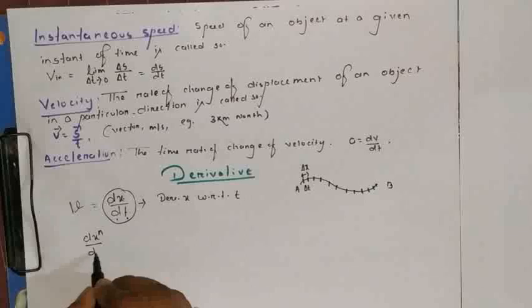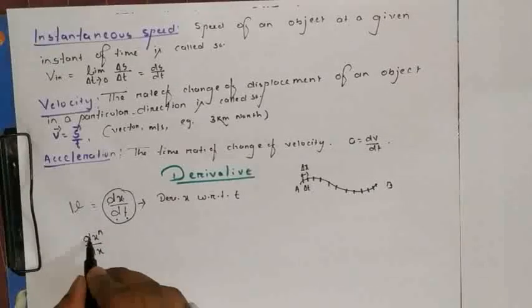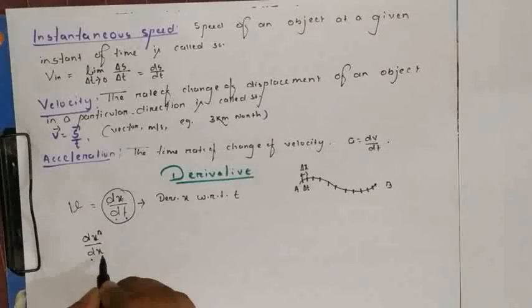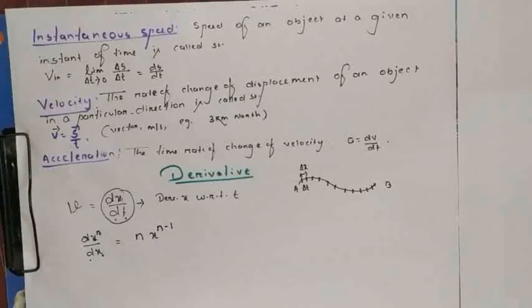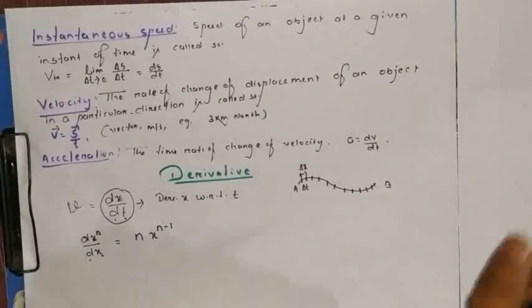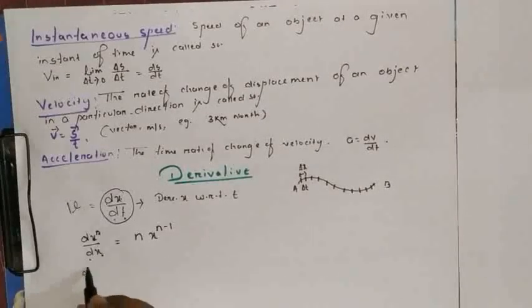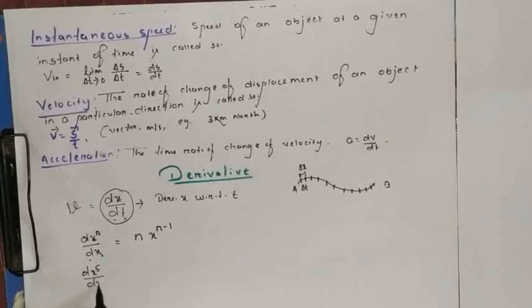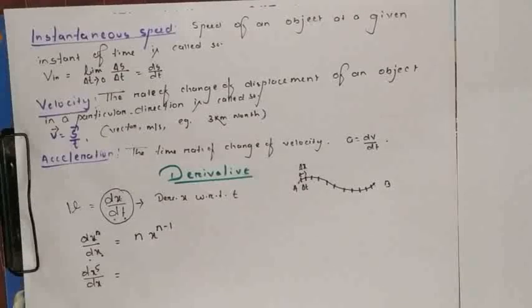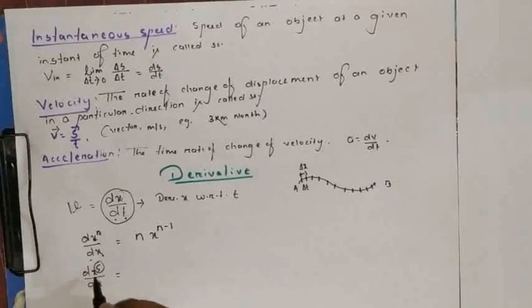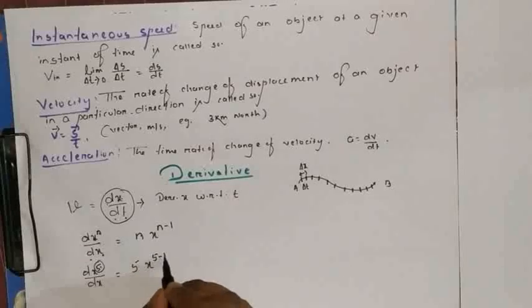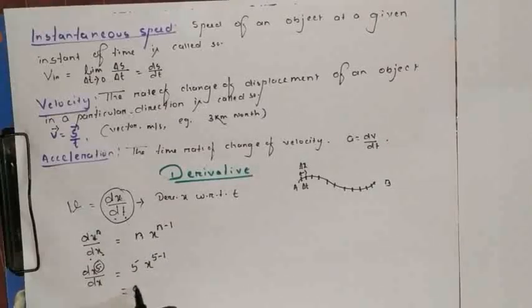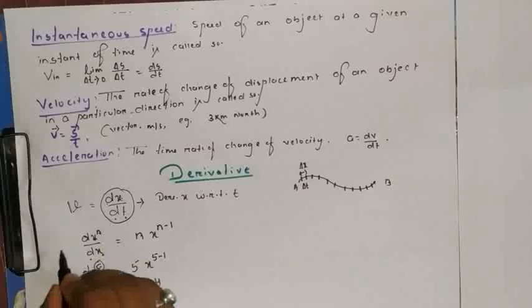d x to the power n with respect to x. How will I read this? Derivative of x to the power n with respect to x. What is its formula? n into x to the power n minus 1. Now I will go for some examples. For example, x to the power 5 with respect to x. How can I solve it? Here n is 5, into x to the power 5 minus 1. So it becomes 5 into x to the power 4. This is the first rule.